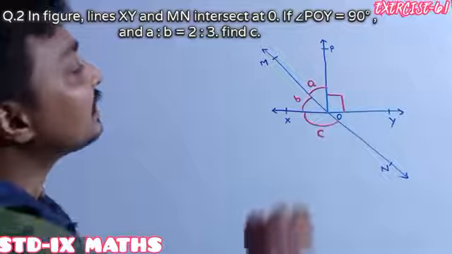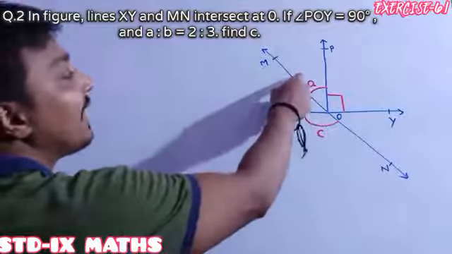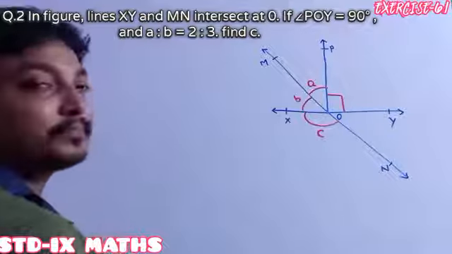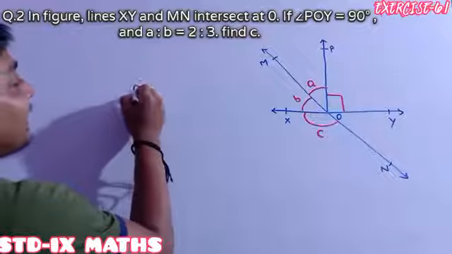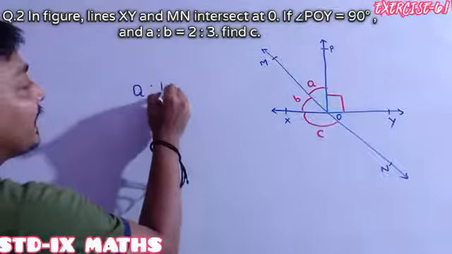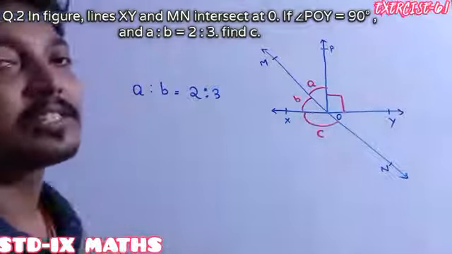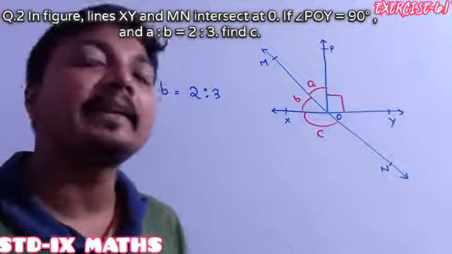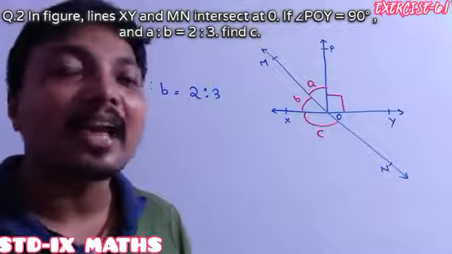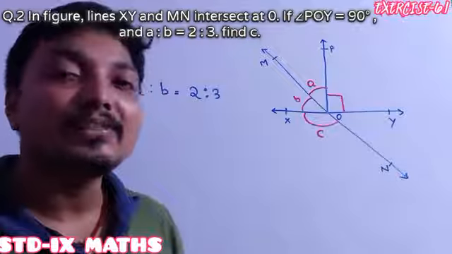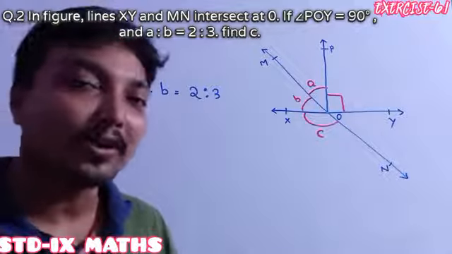And again it is given that the ratio between angle A and angle B is 2:3. Everyone, you just have to see: angle A is to angle B as 2:3. It does not mean that A is 2 and B is 3. Actually it means whenever A is 2 parts, at the same time B will be 3 parts. Understood or not understood?